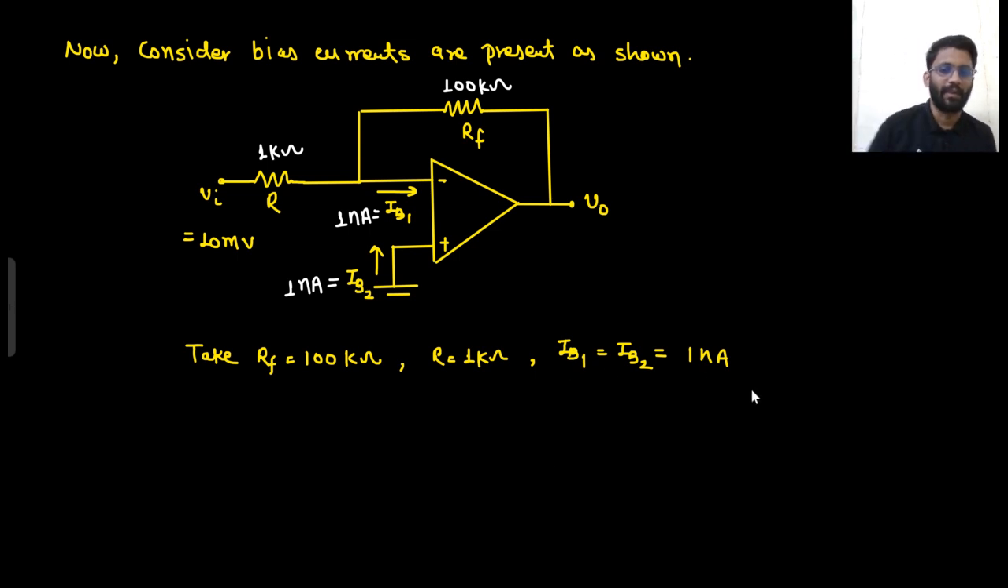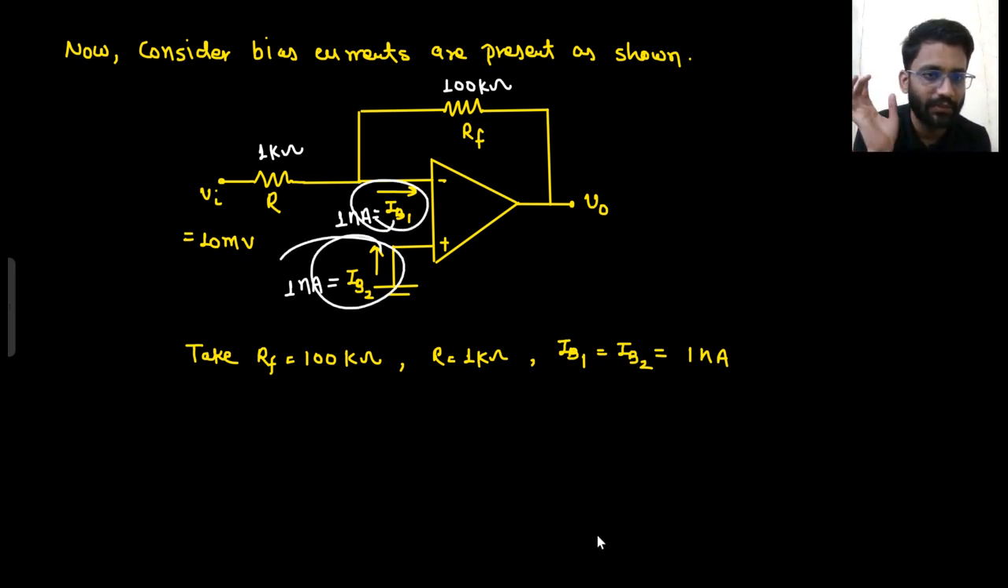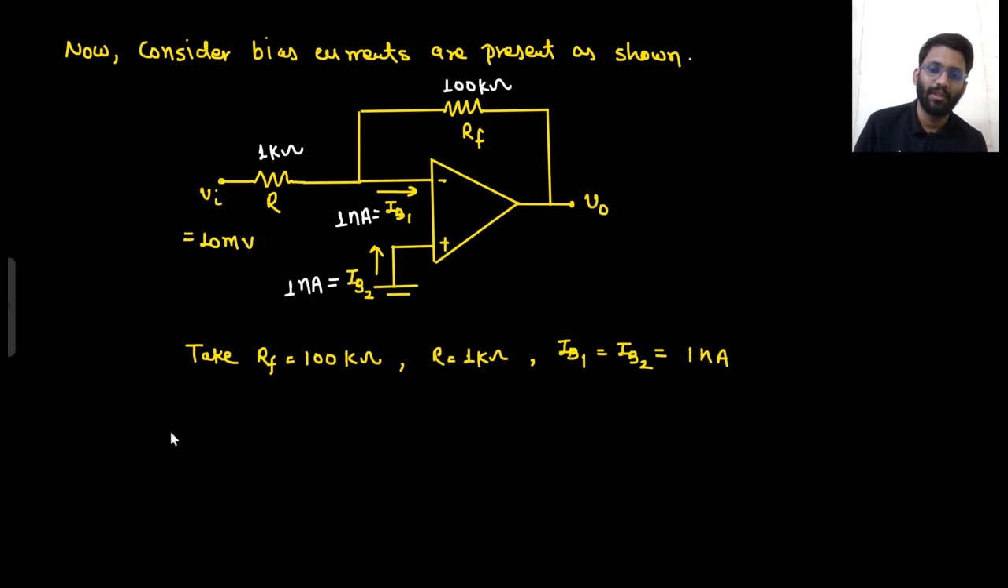IB1 and IB2 are 1 nanoampere. So what will be your output voltage? Again, you can apply nodal analysis, or you can apply superposition. Superposition I am applying. First, I will see the effect of only this V in. No effect of these currents, so I am considering these currents to be 0. Only this voltage source is considered. So what will be your output? Output will be minus RF by R into V in.